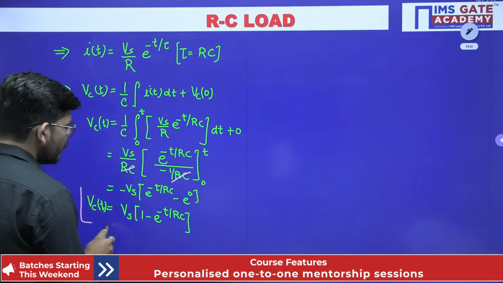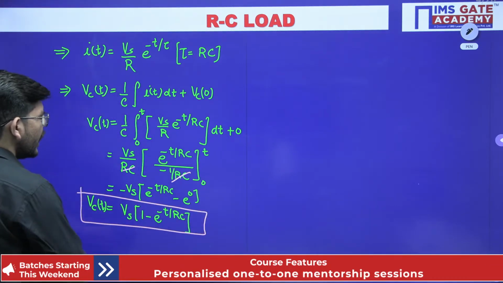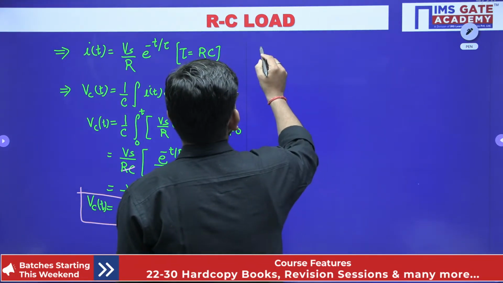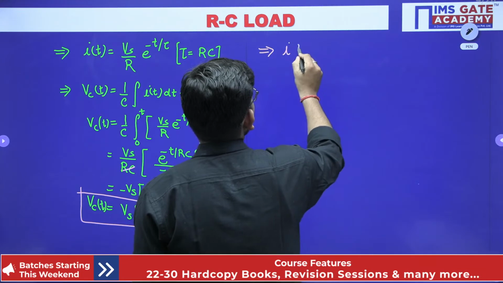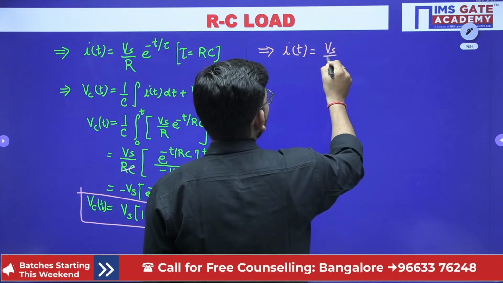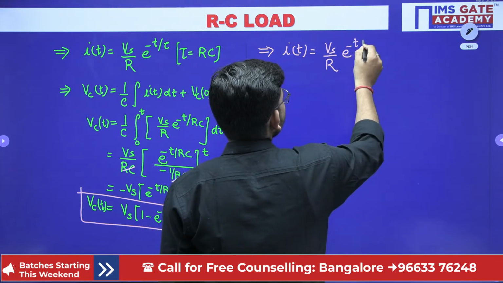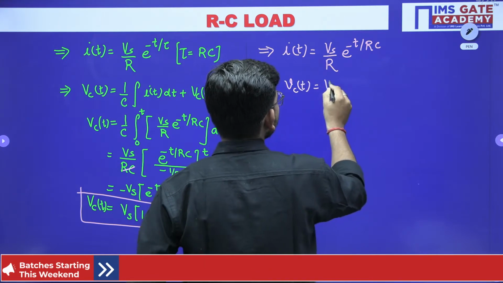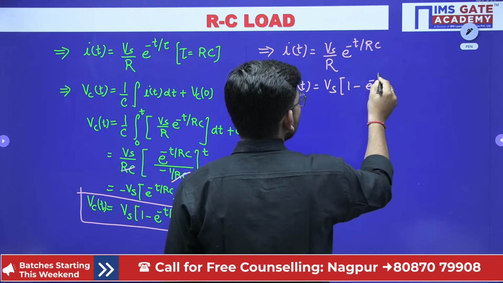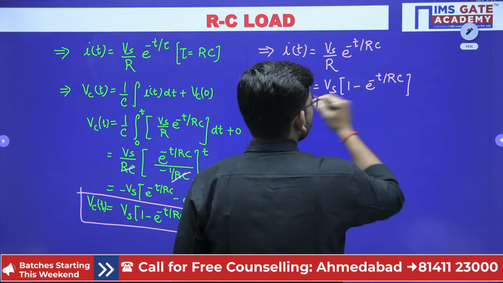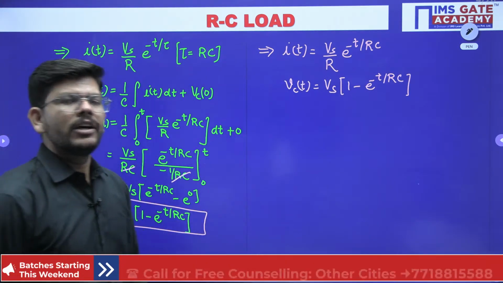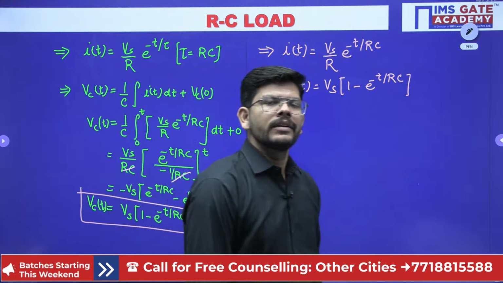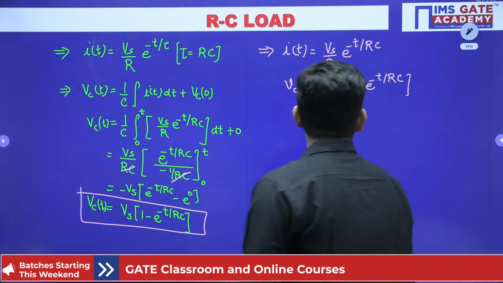So this is how I have obtained the capacitor voltage and the current in this circuit. What we have evaluated is that in an RC circuit, the current is given by Vs over R e to the power minus t over RC, and the capacitor voltage is Vs (1 minus e to the power minus t over RC), isn't it? So this is the voltage and current expression across an RC circuit.